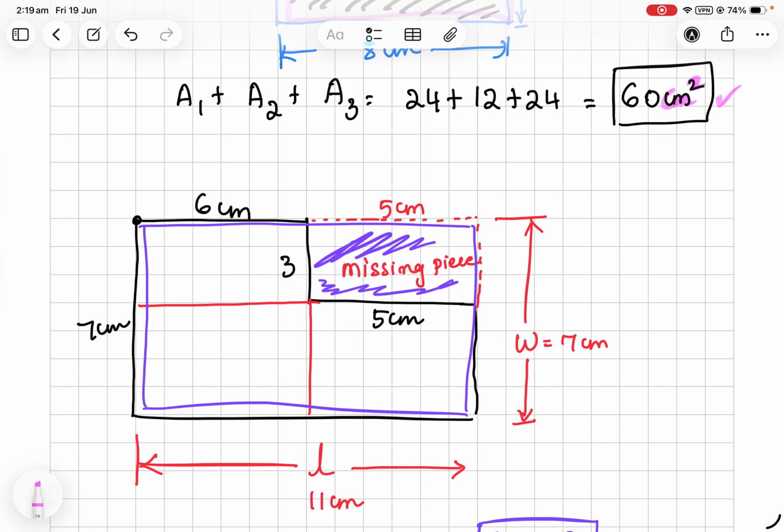Now, let's say you have another shape. So that was the addition technique. We can add bits and pieces, and then we can get the total area. Now, what about this one? This is the only part you want.